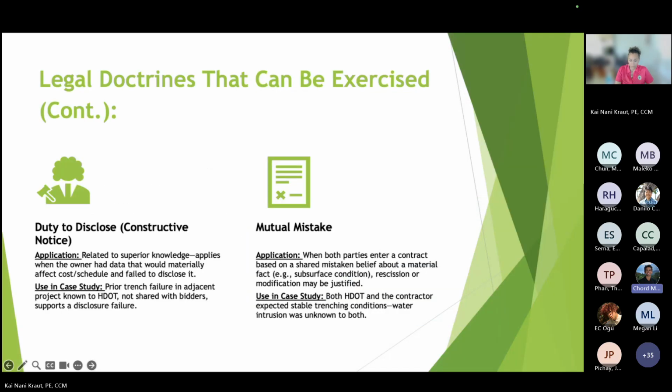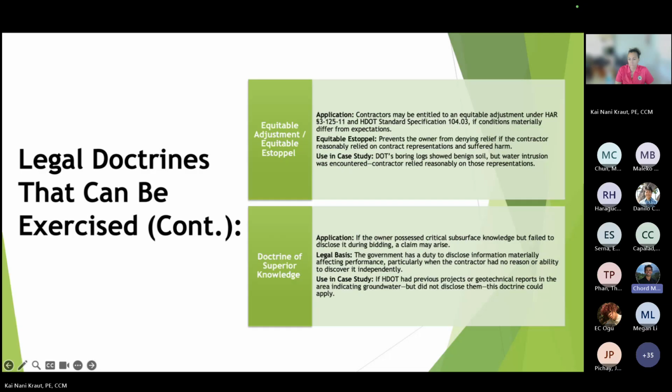And then again, equitable adjustment. Sorry, if you go back, Kai. Equitable adjustment. So we have specs, methods of price adjustment, and in subsequent training, I know we wanted to go through more detailed examples of cost justifications and the cost impact of various different changes. So not going to go into super detail here, but when it comes to this case study, DOT's boring log showed benign soil, but water intrusion was encountered. Contractor relied reasonably on those representations. So next slide.